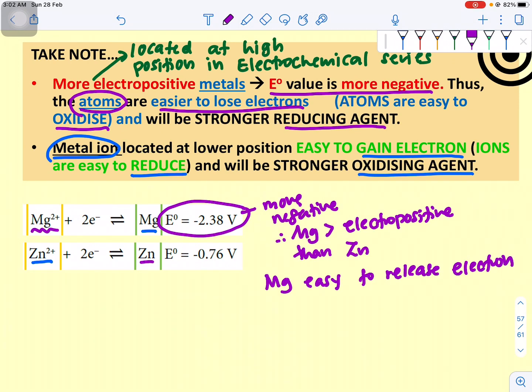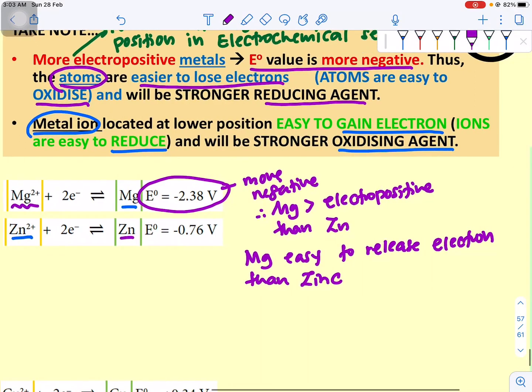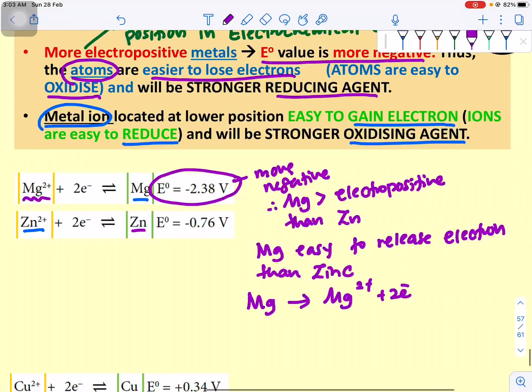Okay, and then zinc. Okay, so bila magnesium easy to release electron, what will we get? Kita akan dapati Mg akan bertukar menjadi Mg2+ + 2e. Kita akan guna equation Mg ni ke kiri. Okay, ke kiri. Okay, so bila Mg release electron, so ini sedang berlakunya oxidation.